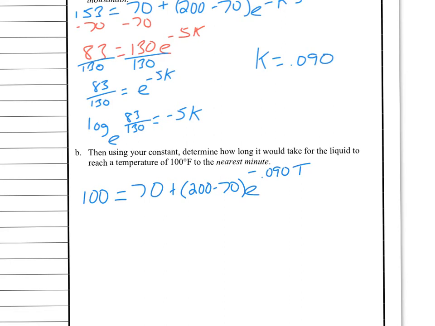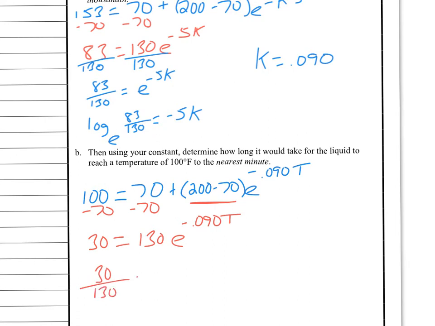And again, this is a problem that we just solved before, part A. So we're going to subtract 70. We're going to subtract 200 minus the 70 to get the 130, and keep going. So subtract 70 to come up with 30. The 200 minus 70 here is 130. E to the negative 0.090 t. Dividing both sides by 130, we get this.